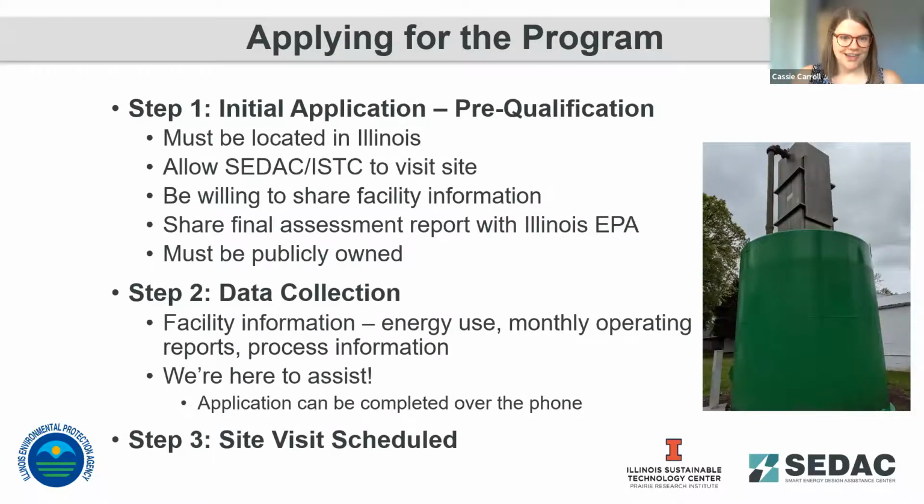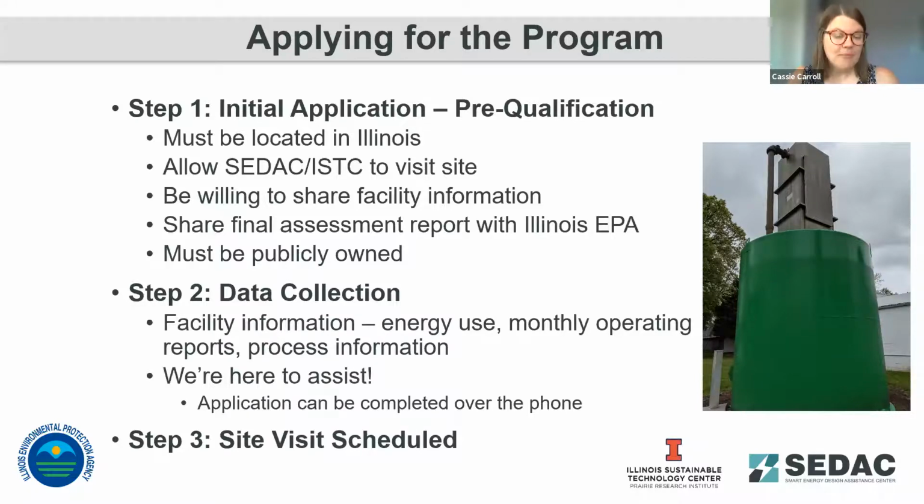So a little bit about the process. How do you get started in an assessment? First, there's an initial pre-qualification, and it's pretty easy to get pre-qualified. If you're located in Illinois, if you're willing to have us come on site and share some facility information. We do request things like utility data and just a little overview of your plant before we come on site. If you're willing to share the final assessment report with the Office of Energy, not a regulating body, and you're publicly owned, you qualify for an assessment. Like I said, fairly simple, a quick conversation with myself or another one of my team members to get you started.